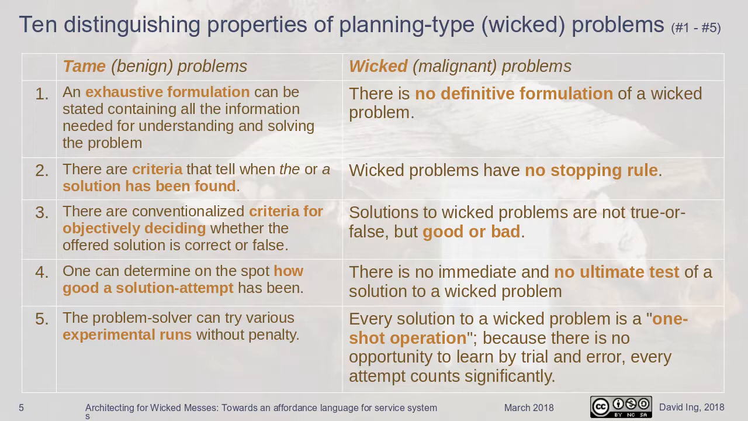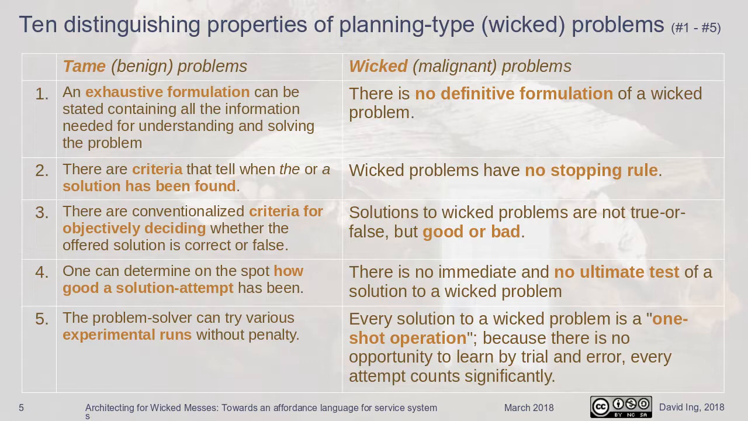So there's the first thing. Number two, there are criteria that tell you when a solution has been found. So if you actually know what you're looking for, you can go find it. It's a tame problem. Wicked problems have no stopping rule. So you may actually have come to a better place, but how do you know you're actually in a better place? And is that better place good enough, or do you keep going?